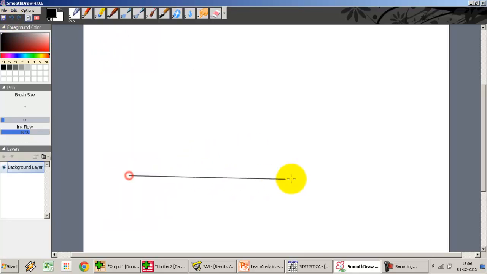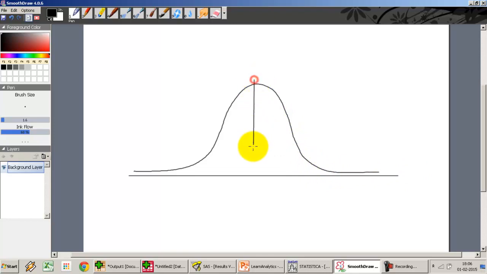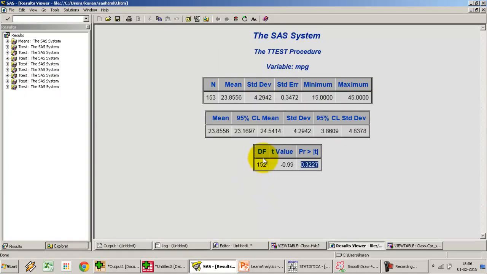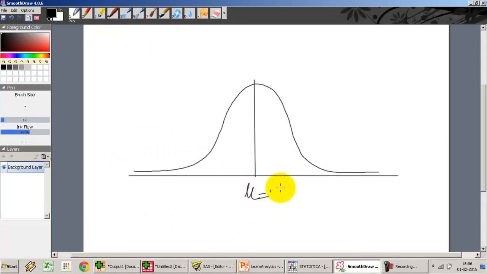So I have a distribution. Let me make this again. Yeah, that's much better. Center of the distribution, the H naught is that this mu is equal to... So let me look at the code once more. I'm testing it at 24.2.